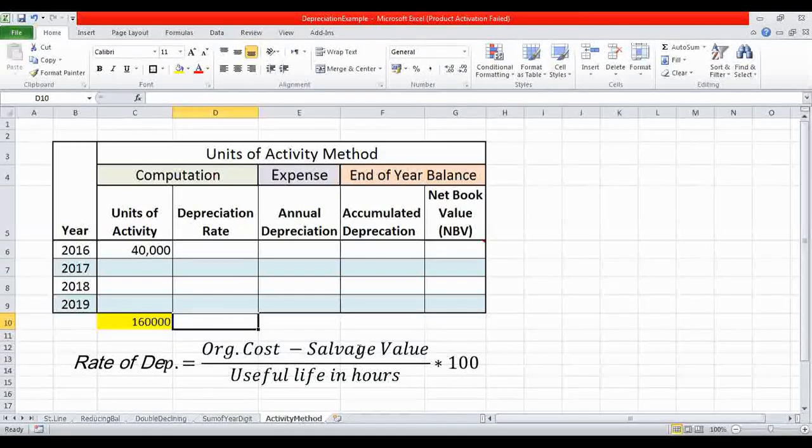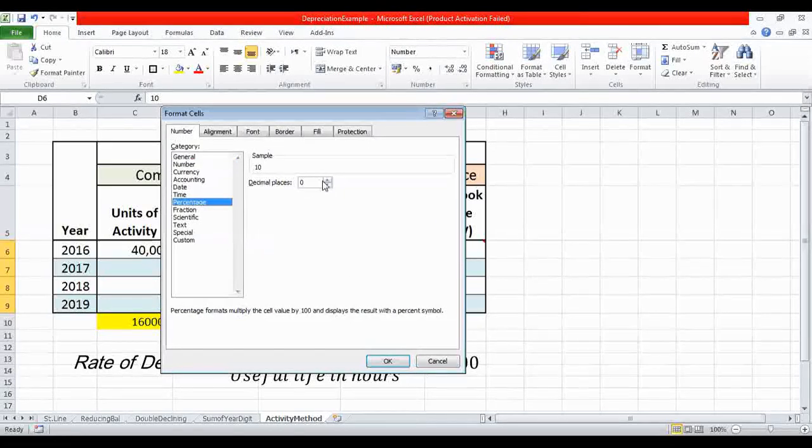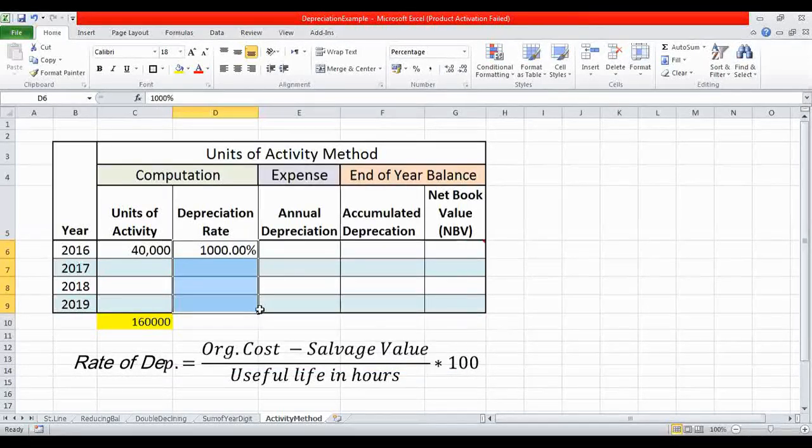18,000 minus the salvage value of 2,000 is 16,000. 16,000 divided by the total useful life in hours, which is 160,000, multiplied by 100. It is going to give us the depreciation rate. So the depreciation rate comes out to be 10%. If we convert it into a percentage, it will be very nice also. So 10%.